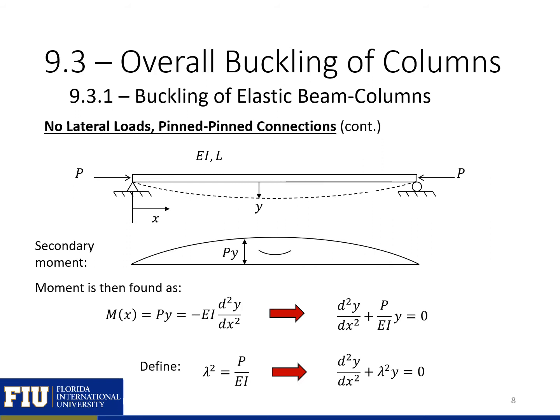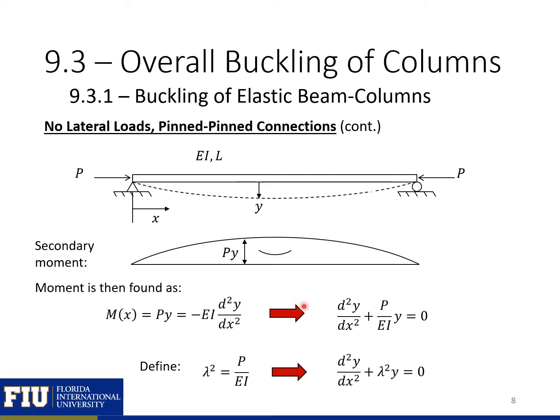With this column, we can define our secondary moment as P times y. We know our y is going to change along the length, so our secondary moment is also going to change along the length. We can then find our moment, which is equal to Py, which is equal to negative EI times d²y/dx², the second derivative of our y, or our displacement.